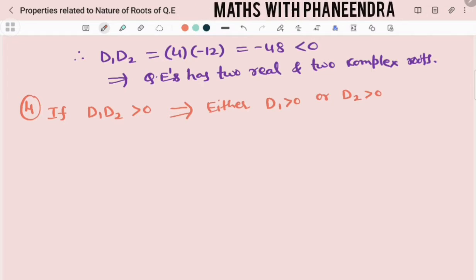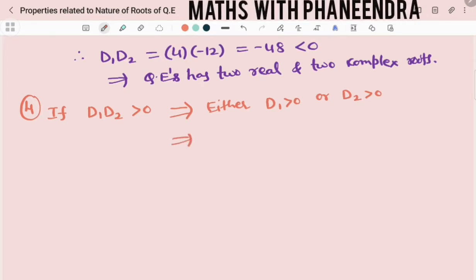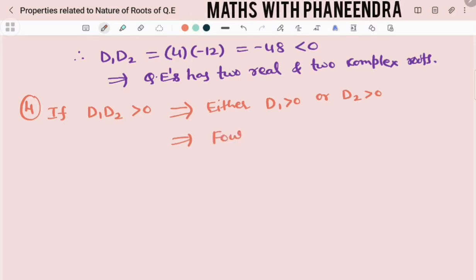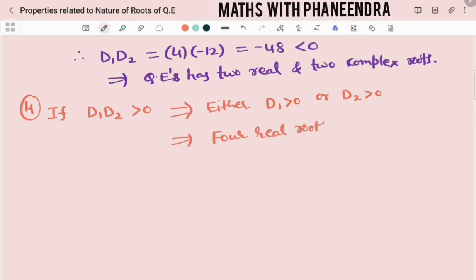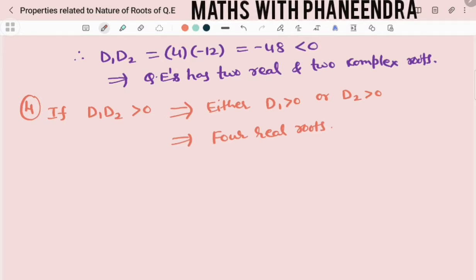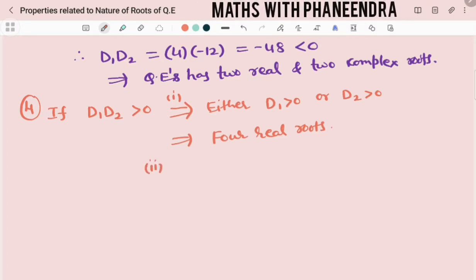So whenever both are greater than 0, here 2 roots, there, total 4 real roots will come. So therefore 4 real roots when both are greater than 0. That is case 1. In case 2, d1 d2 is greater than 0.